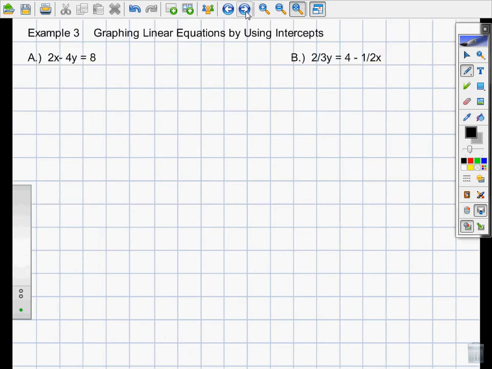All right, example 3 is about graphing linear equations using their intercepts. We learned in example 1 how to find intercepts from an equation. We're going to do that again. So let's look at letter A. As you can see, 2x minus 4y equals 8 is in standard form. This is the perfect form to find the intercepts.